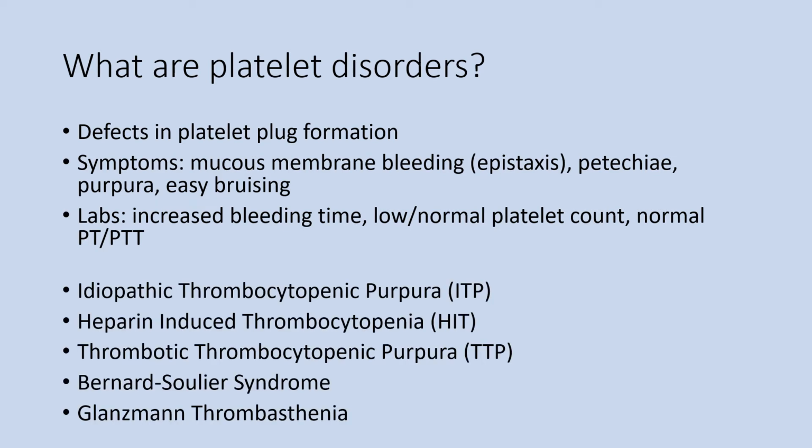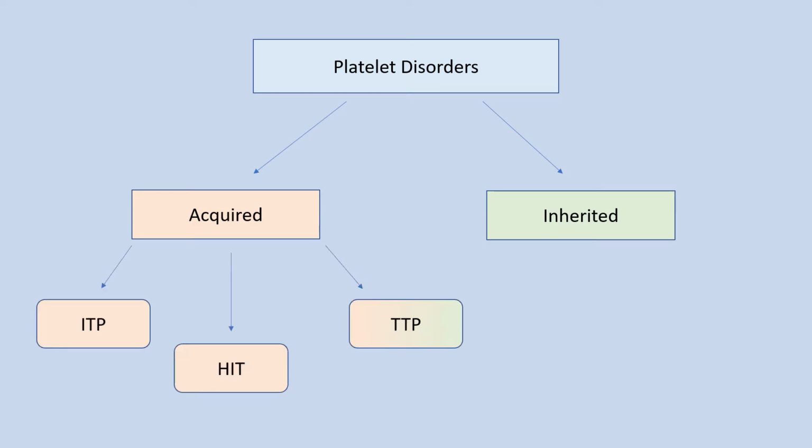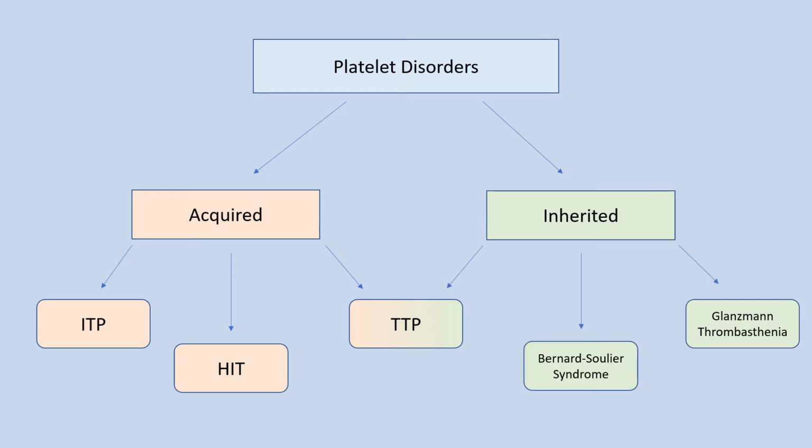And there are 5 major platelet disorders that this PRL will cover, and they are listed here. So platelet disorders can be classified into either acquired or inherited diseases. Acquired causes of platelet dysfunction include Idiopathic Thrombocytopenic Purpura, or ITP, Heparin-Induced Thrombocytopenia, or HIT, and Thrombotic Thrombocytopenic Purpura, or TTP. And TTP, however, can also have a genetic cause and be inherited, so I've lumped it visually with the inherited platelet disorders by giving it this ombre effect. Other inherited platelet disorders are Bernard-Soulier Syndrome and Glanzmann Thrombasthenia.